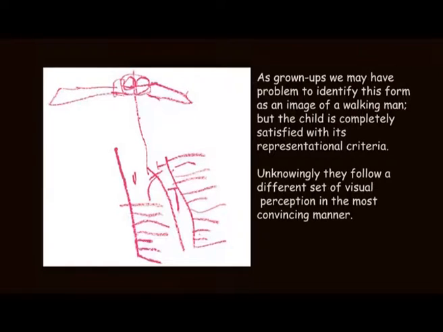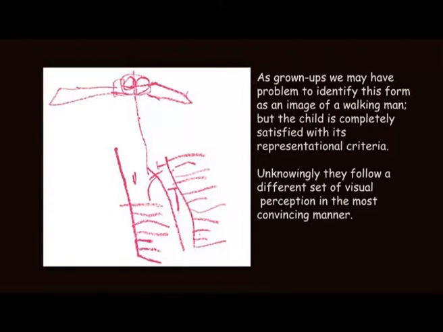Now, when you look at a particular drawing like this, it is pretty evident that it is done by a very small child. But as grown-ups, we may have problem to identify this form as an image of a walking man. But when this particular child was asked what did he do in this drawing, what did he actually draw, at once he replied that it was a walking man.